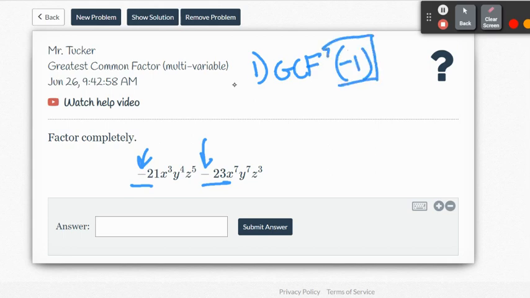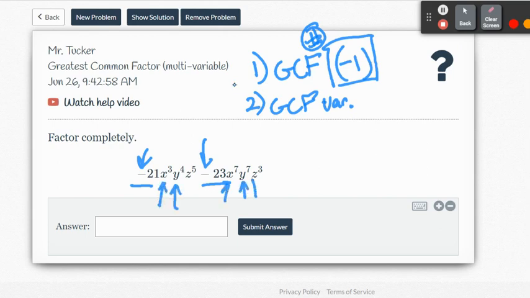You don't necessarily have to factor out the negative. It's just prudent and beneficial for when we're going to be factoring and graphing polynomials later. But here I am going to factor it out. And then second part, my GCF of the variable. So this is my number part. And then the variable is going to be a couple threefold. It looks like I've got x on both, I've got y on both, and I got z on both.